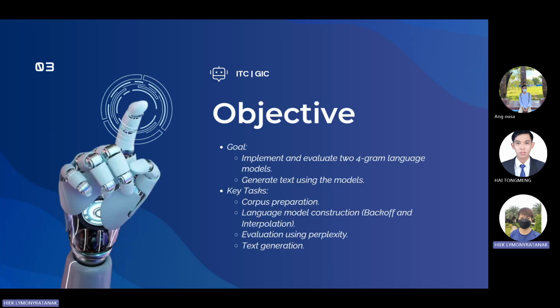To build and evaluate two language models based on the n-gram. This model predicts the next word based on the context, and we use the model to generate meaningful text. To achieve this, we focus on these key tasks: prepare the text data, build the model using two approaches, backoff and interpolation, evaluate the model using a metric called perplexity, and then generate the text.